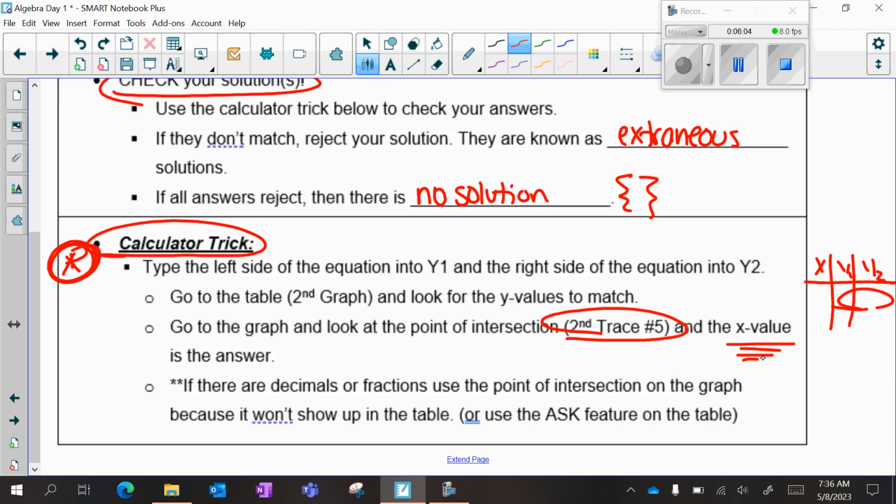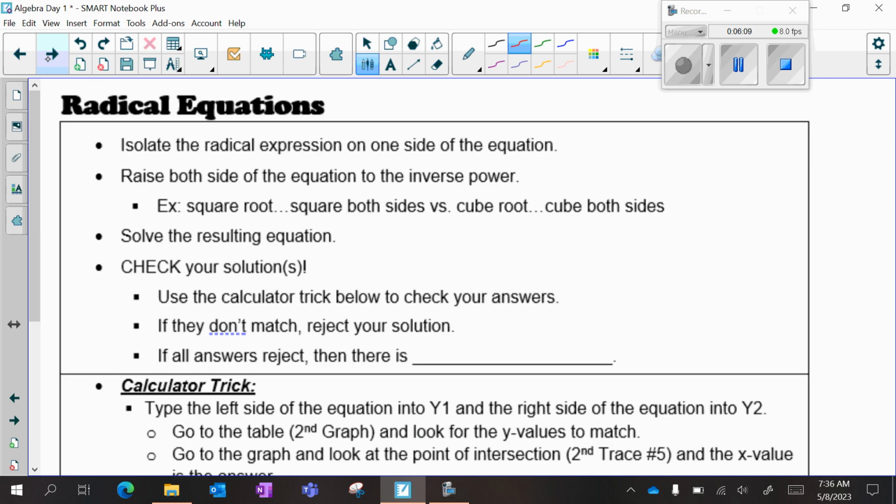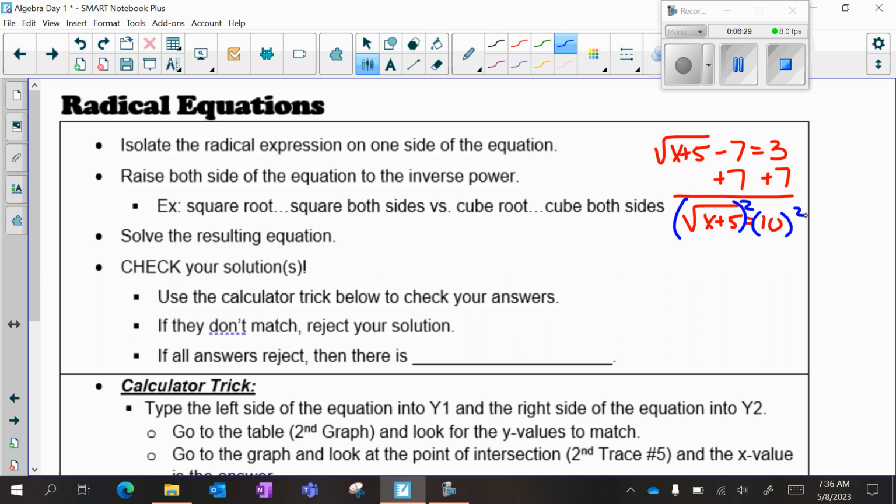Lastly, we're going to radical equations. So when we are solving a radical equation, you want to isolate both sides and then raise the reciprocal power. So I have something like this. I can't square both sides to start. I need to add 7 to both sides first, and then I can square both sides. The reason I'm squaring both sides is because it's a square root. If it was a cube root of x plus 5, I would be cubing both sides. You're raising to the reciprocal power.